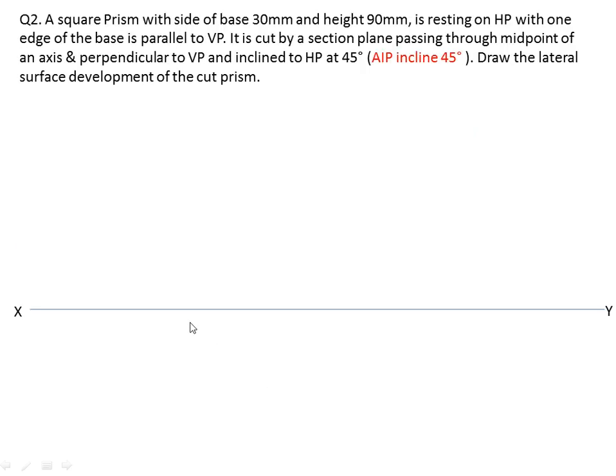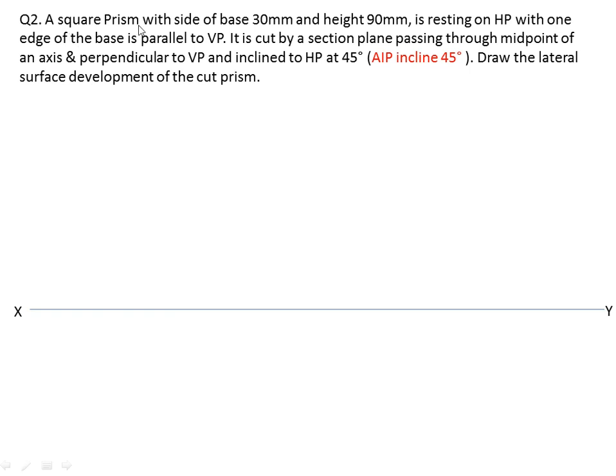Now question number 2. A square prism with side of base 30 mm and height 90 mm is resting on HP with one edge of base parallel to VP. It is cut by a section plane passing through the midpoint of the axis and perpendicular to VP and inclined to HP at 45 degree. So this is the auxiliary inclined plane at 45 degree. Draw the lateral surface development of the cut prism.